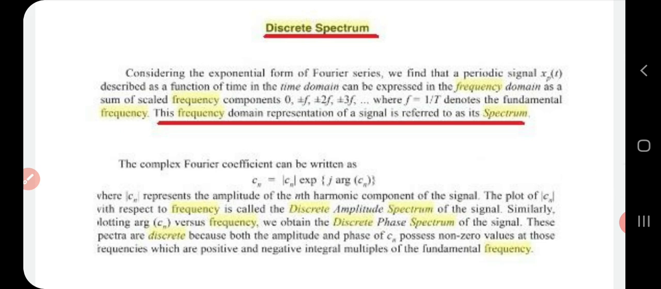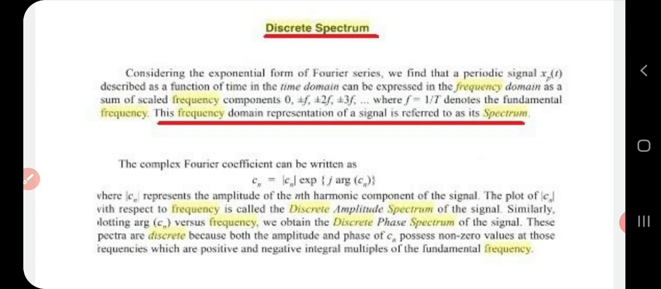Suppose that you have a periodic signal, that is x_p(t). P actually stands for periodic, described as a function of time in time domain. Then that particular signal in frequency domain is represented as a sum of frequency components, say from 0, plus or minus f and goes on, where f = 1/T and this f is known as the fundamental frequency. Now this frequency domain representation of a signal is referred to as its spectrum. So what is a spectrum? You can read it from this frequency domain representation of a signal.